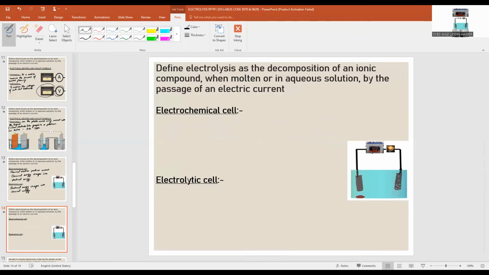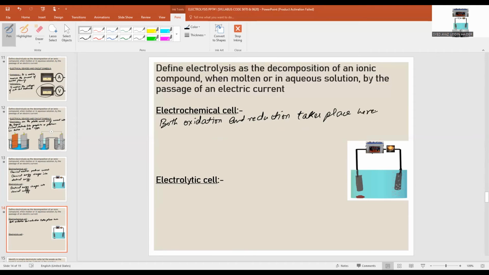Both types of cells consist of two electrodes connected to an electrolyte, an ionically conducting phase. Two electrodes are cathode and anode. The change from electronic current to ionic current and vice versa is always accompanied by oxidation reduction reactions. Both oxidation and reduction take place here.